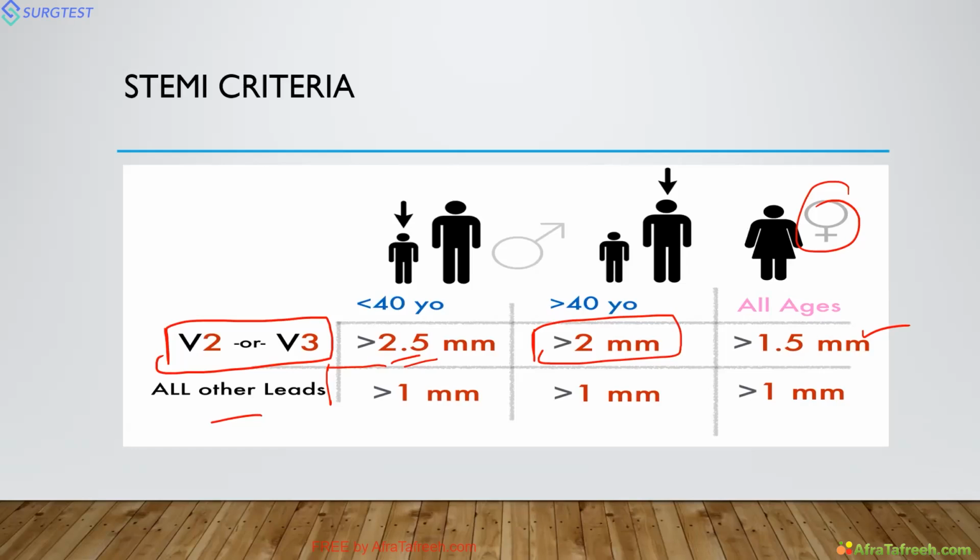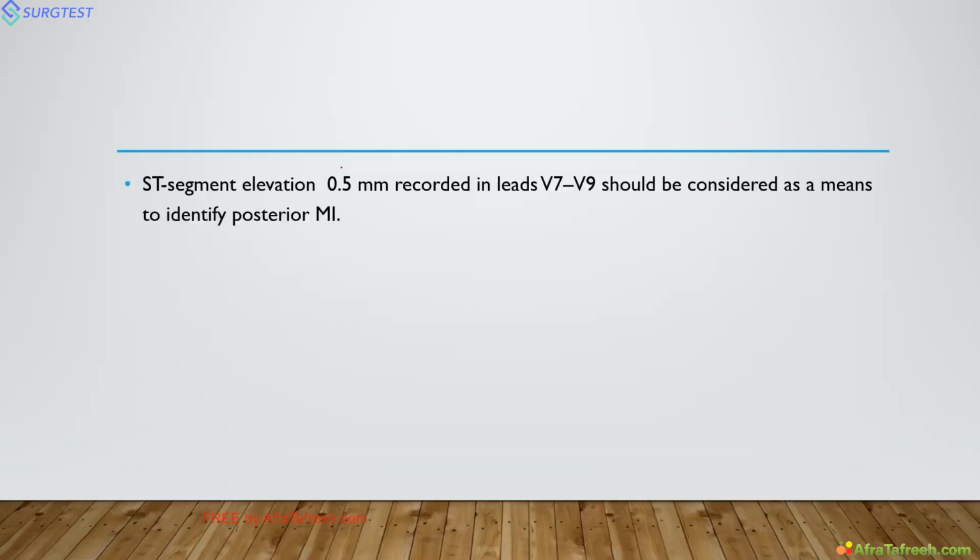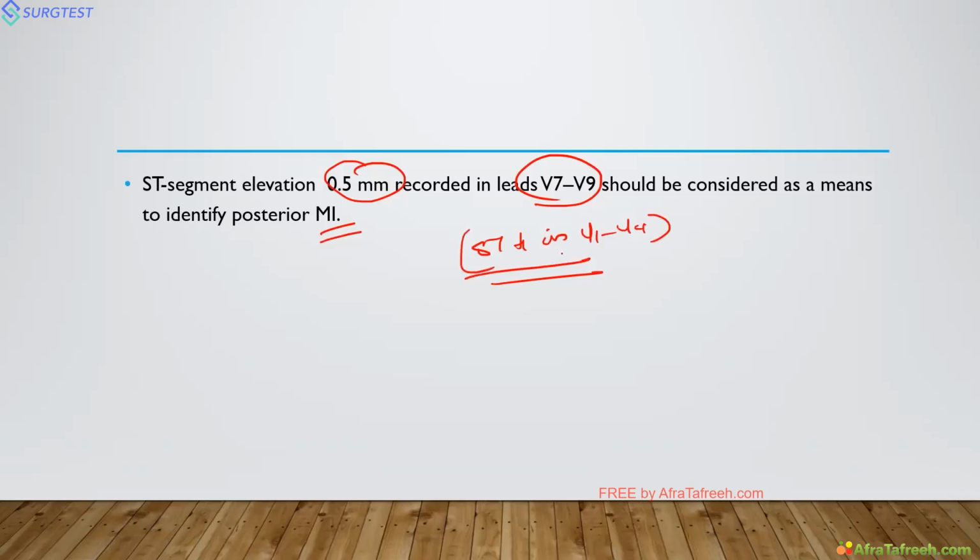Another thing: in posterior wall MI, it is not 1 millimeter, it is 0.5 millimeter, because so much muscle is there that the ECG can't record that much ST elevation. So leads V7, V8 and V9 should be considered for posterior wall MI. Whenever you see a posterior wall MI, there will be ST depression in V1 to V4. This is very important because it is a mirror image: anterior ST depression means posterior ST elevation. So whenever you see a patient with ST depression in V1 to V4, first suspect posterior wall MI, then take the posterior leads V7, V8, V9.